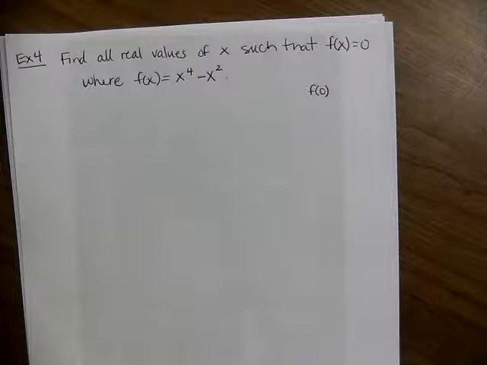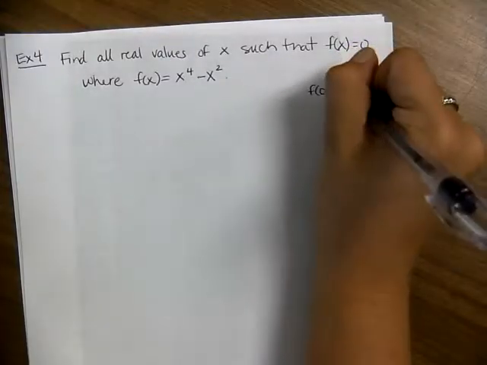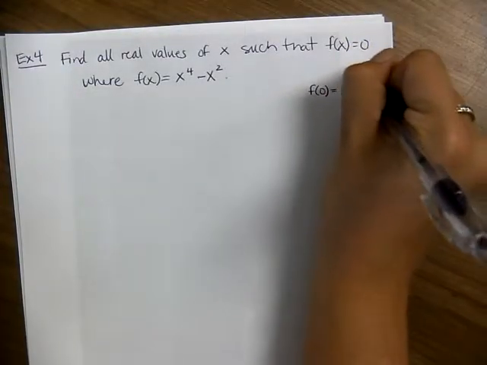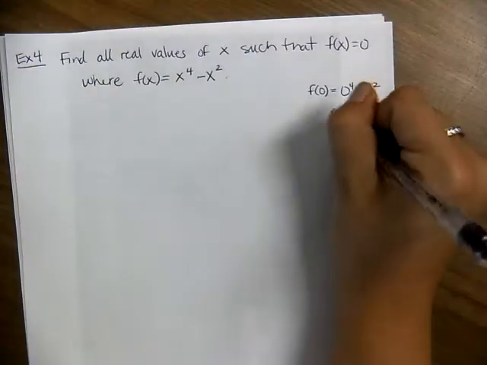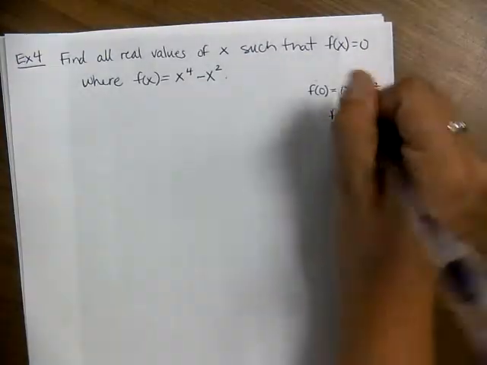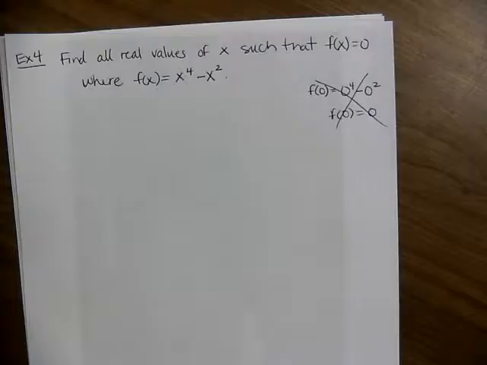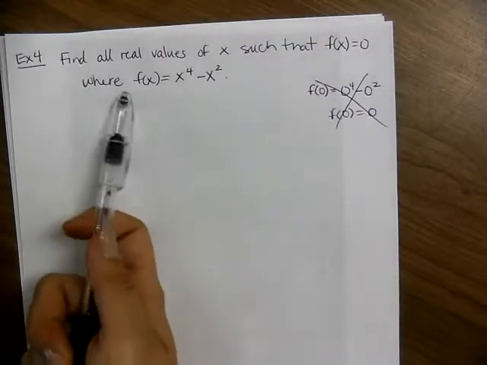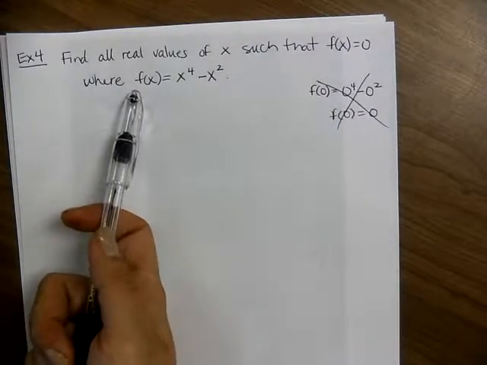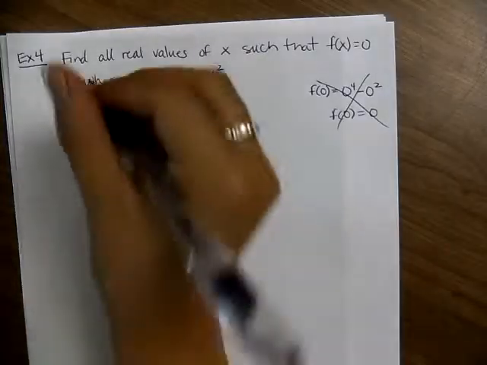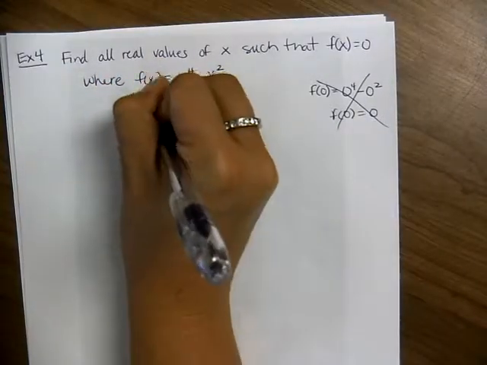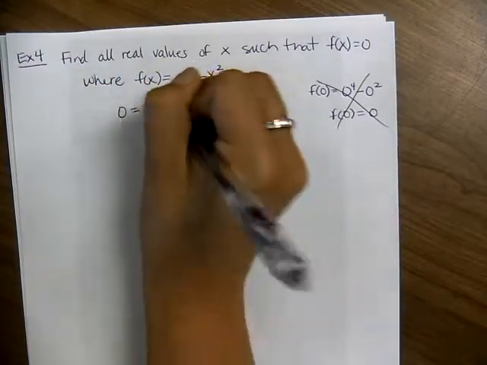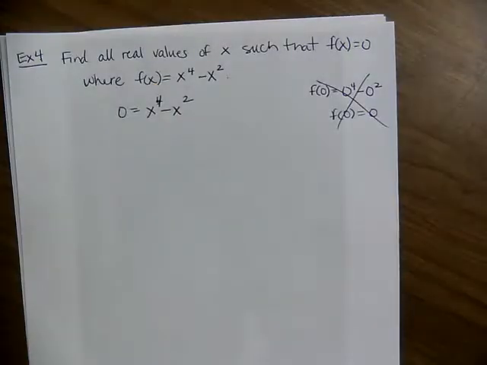You see the difference? Okay, so if we were doing that, we would get 0 to the 4th minus 0 squared. Okay, so that's easy enough. But that is not what this is telling you to do. Okay, this is telling you take the entire function and set it equal to 0 and solve. So I'm going to change that to 0 equals x to the 4th minus x squared.